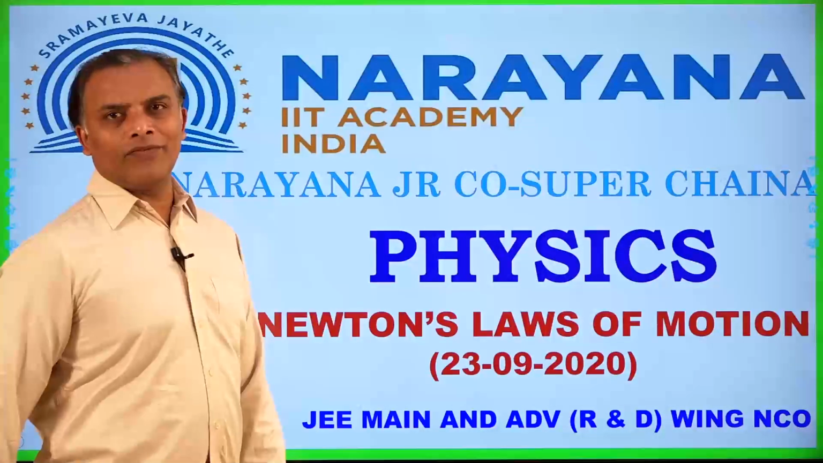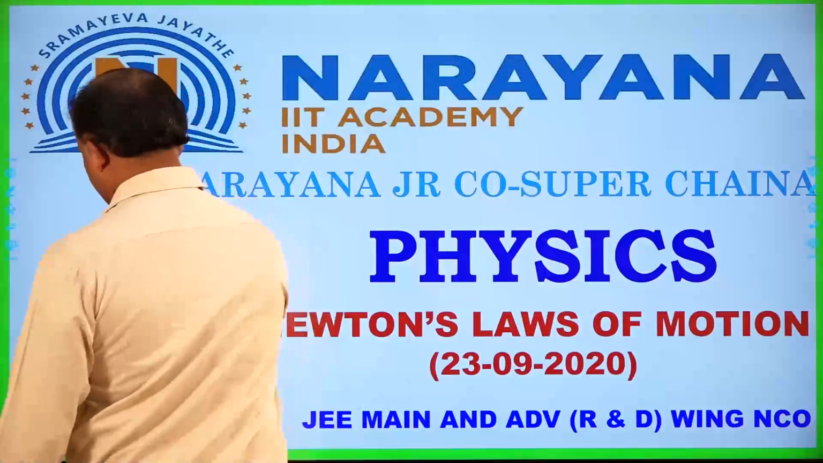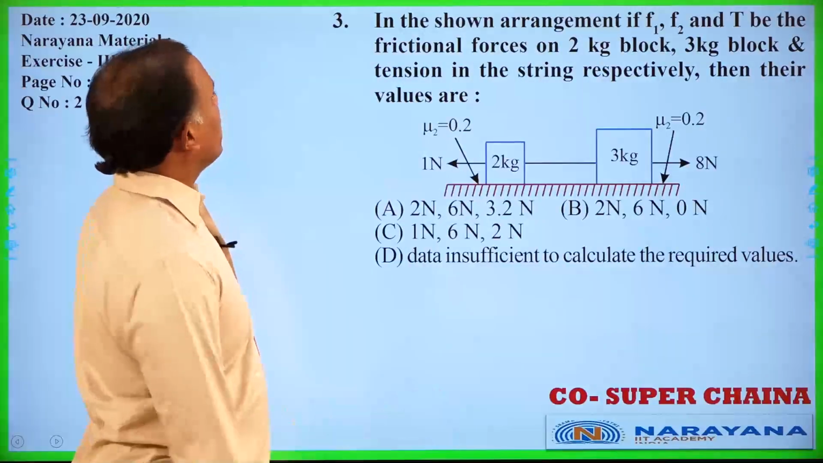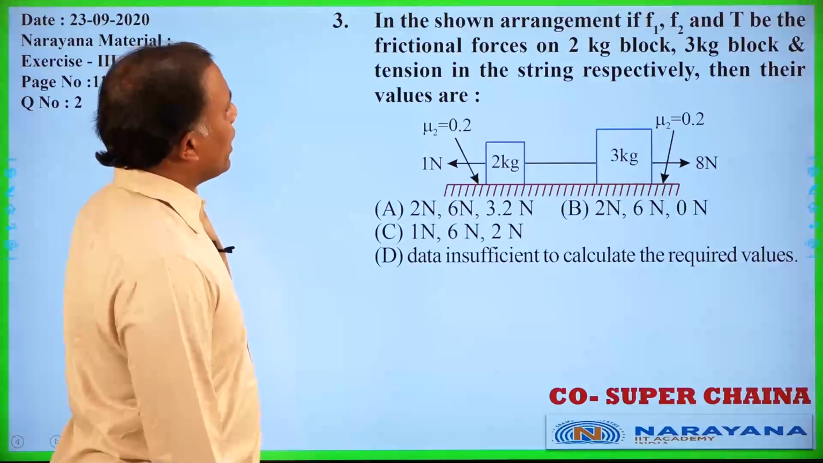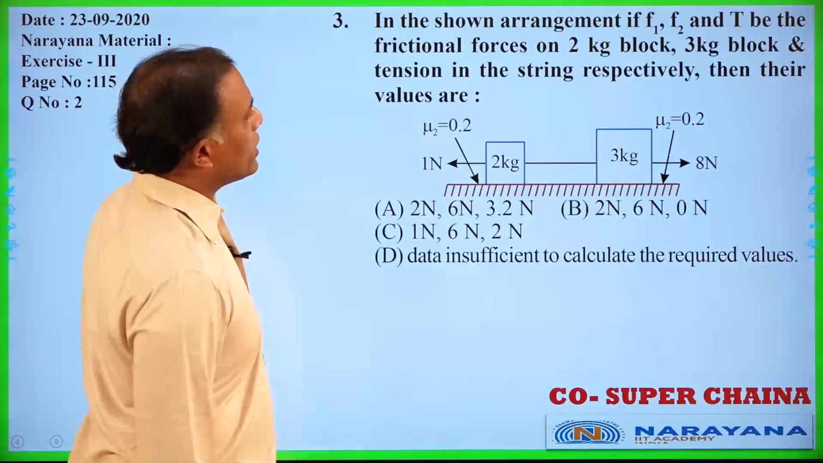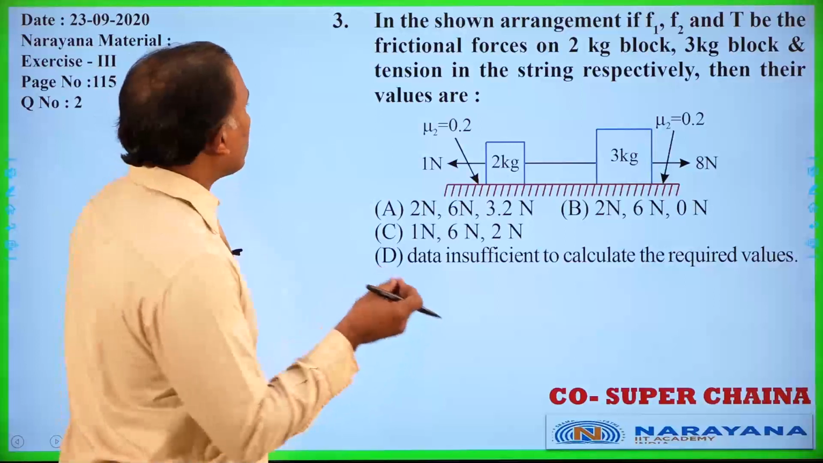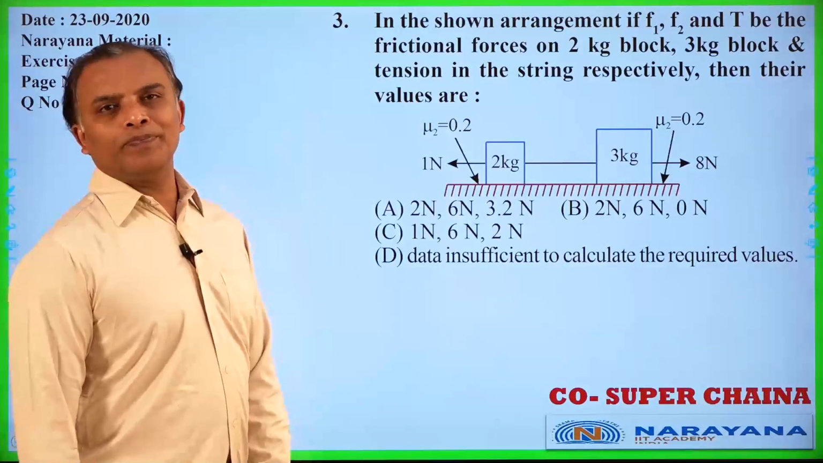Let's see some problems in friction concept. So first problem, let us see. In the shown arrangement, if F1 and F2 be the frictional forces on 2 kg and 3 kg block, and T the tension in the string respectively, then what are their values, he is asking you.